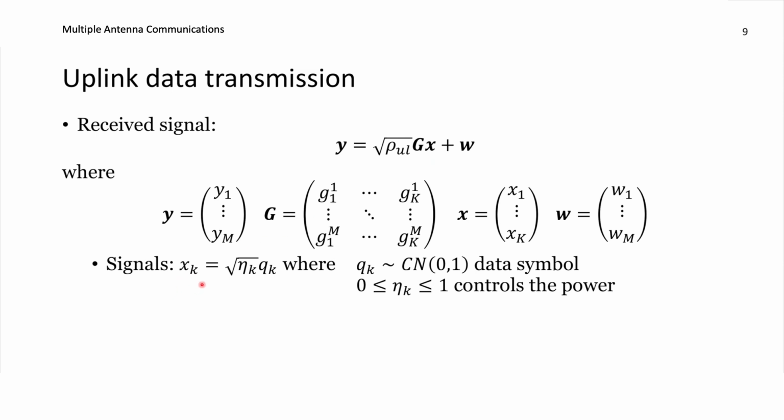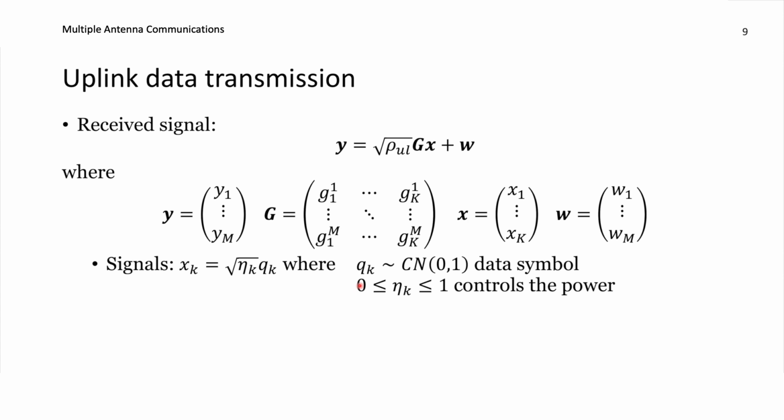So each signal xk transmitted by user k will be divided up into two terms. qk is the data symbol. It's going to be complex Gaussian and have variance 1. And then eta k is going to be a power control coefficient. So it will be used later on in the course in order to figure out if the user should be transmitting with its full power, which is represented by 1 here, or if we should cut it down towards 0, when it transmits with no power at all.